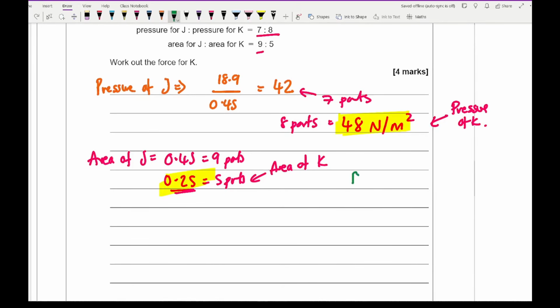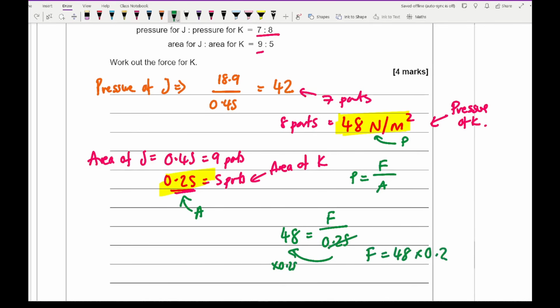So then what I've then got to do is use these two values here as the formula. So we know that the pressure is equal to F over A. This is my P value. This is my A value. So I've got 48 equals F, which is what I'm wanting to know, over 0.25. So I times by 0.25. So F equals 48 multiplied by 0.25. And that gives me an answer of 12, and that is in newtons.